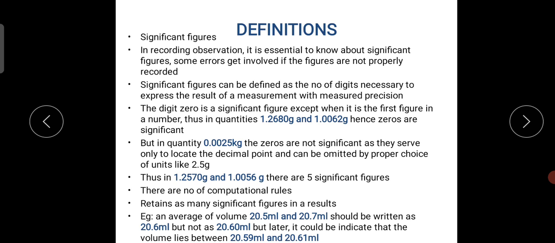But we cannot write 20.60 ml. If we write 20.60 ml, it would indicate that the volume lies between 20.59 ml and 20.61 ml. So that is completely wrong. We can write only 20.6 ml. That is the most precise result or measurement.